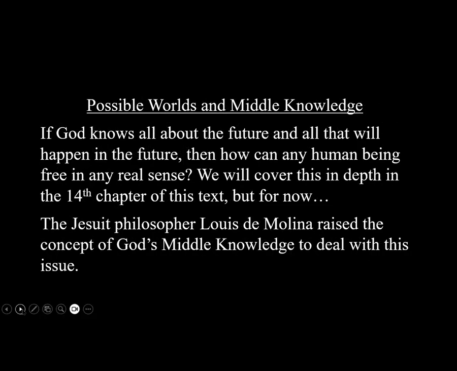These are just the things that Nash touches on. There is an appendix to this chapter. I'm not going to try to address the appendix because it's a little too technical. But middle knowledge. If God knows all about the future and all that will happen in the future, then how can any human being be free in any real sense?